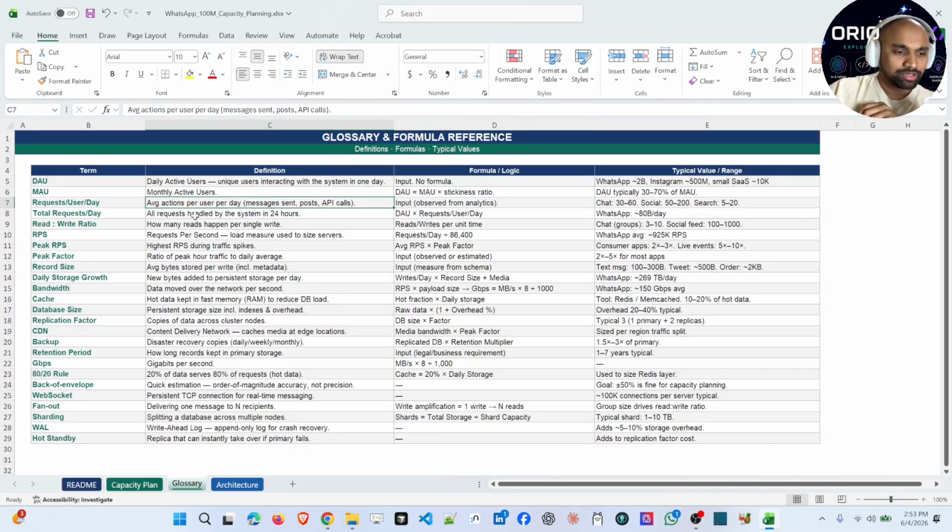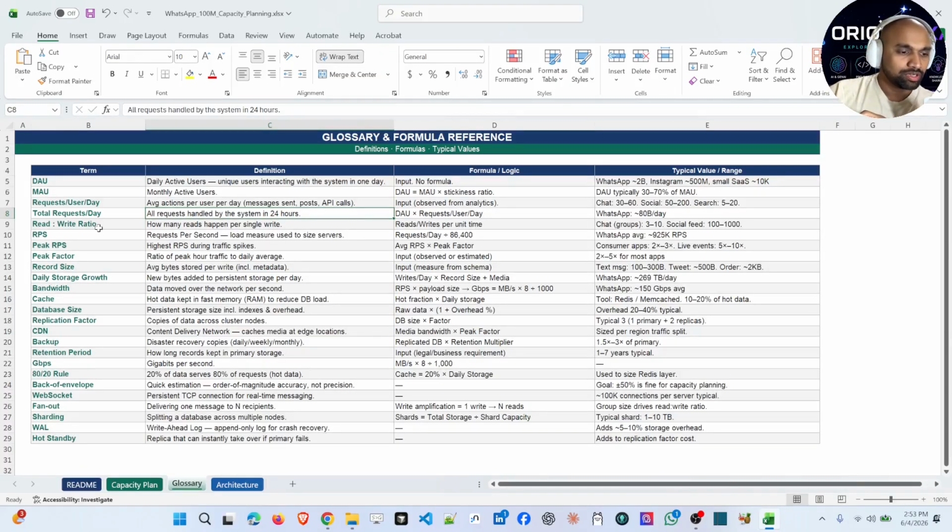Total requests per day, that is all requests handled by the system in 24 hours. That is daily average users multiplied by the previous count. The previous count is the requests per user per day. That will give the total requests per day. As of now, WhatsApp is handling around 80 billion requests per day.